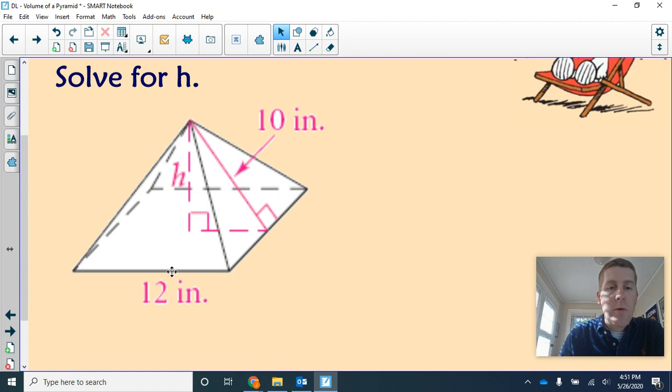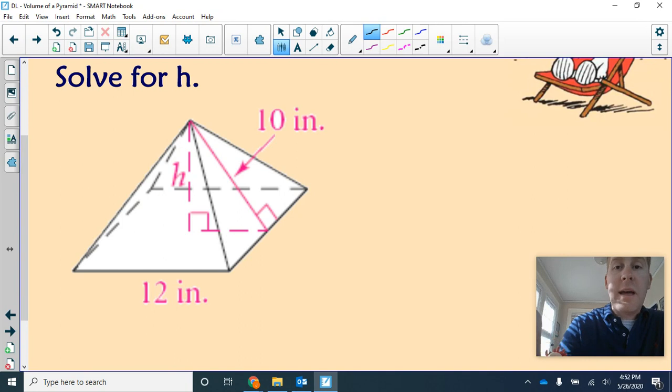I'm being given that the side of our pyramid is 12 inches. So if this height goes from the vertex right into the middle of that base, that means the length of this side here is going to be half of whatever the length of the side of the pyramid was. So that really helps us out, because now we can say this length down here is half of 12, which is 6. So you can put 6 down here.